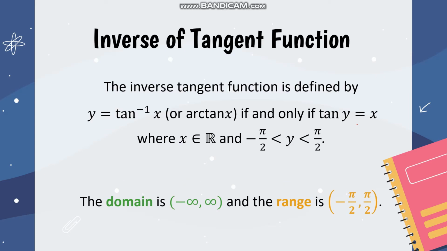And lastly, for the tangent, x can be any real number. But for y, the value of the angles, it's only from negative pi over 2 up to pi over 2, but this time, they are not included. So what does it mean? If we draw again in our Cartesian plane, this is where pi over 2 is, and this is where negative pi over 2 is. That means our inverse tangent exists in quadrant 1 and 4. However, these 2 points here are not included.